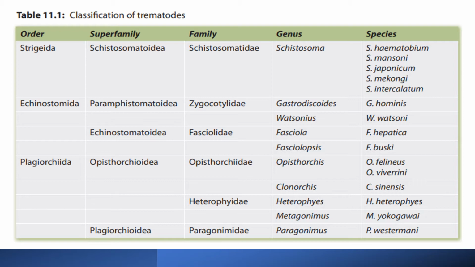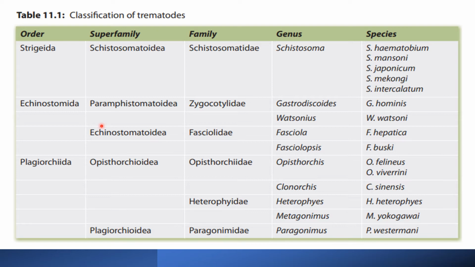We have your Strigeida, Echinostomida, your Plagiorchiida. Your Strigeida has its superfamily Schistosomatoidea with the family Schistosomatidae and the very famous Schistosoma species. We have your haematobium, mansoni, japonicum, mekongi, and intercalatum. Down to Echinostomida, we have the Paramphistomatoidea, we have your Zygocotylidae, we have your Gastrodiscoides and Watsonius. These two will not be discussed in my discussion since this is not common in the Philippines.